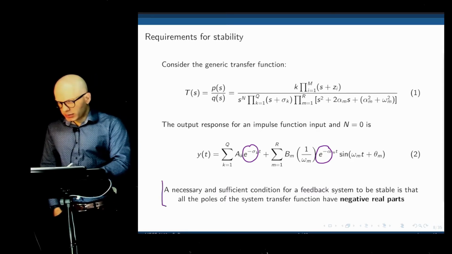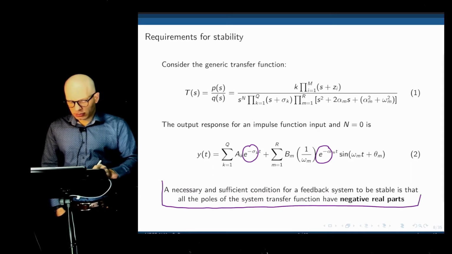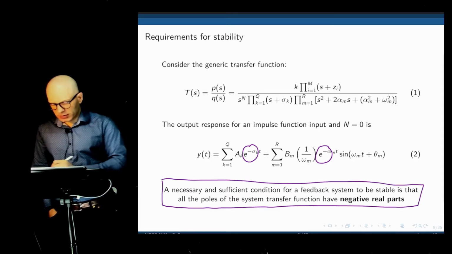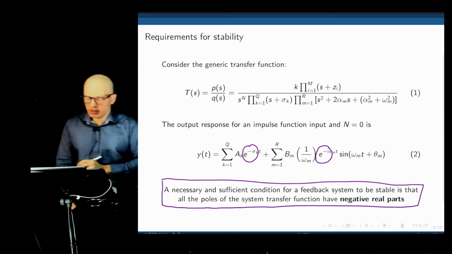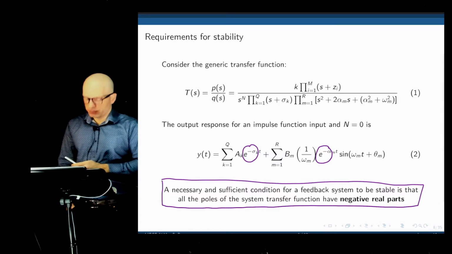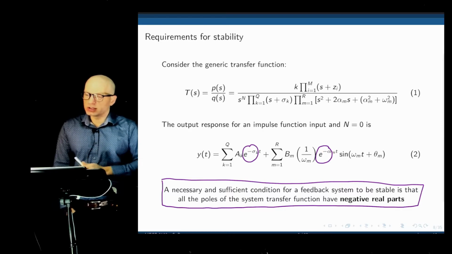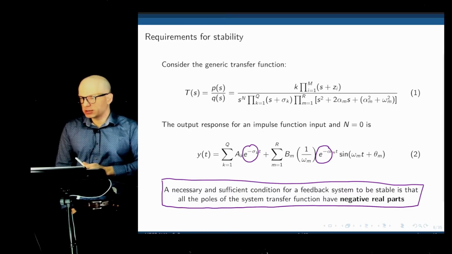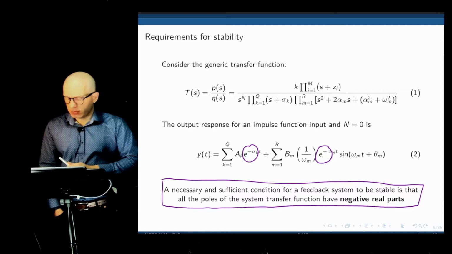Okay, so a necessary and sufficient condition for a feedback system to be stable is that all poles of the system transfer function have negative real parts, so all these exponentials decay to zero. If at least one pole has a positive real part, that is sufficient to make the entire system unstable.